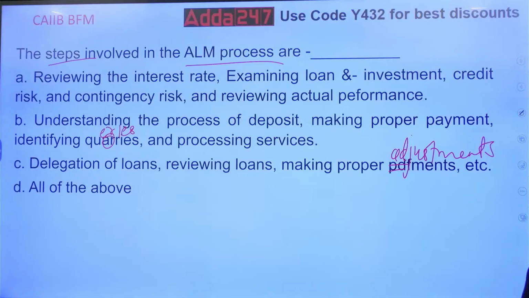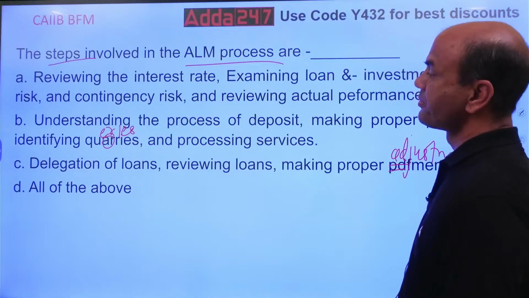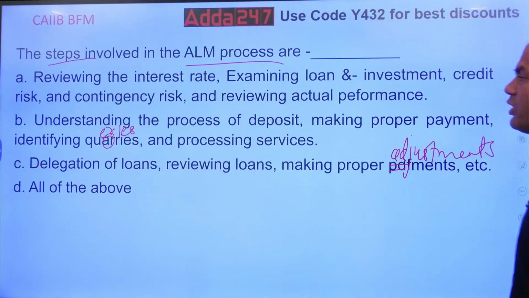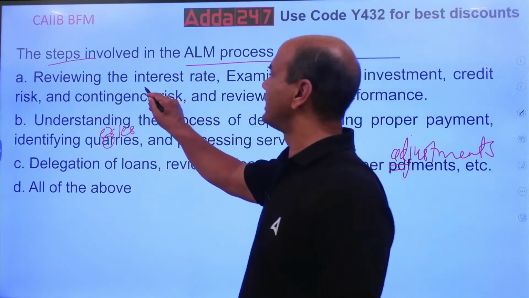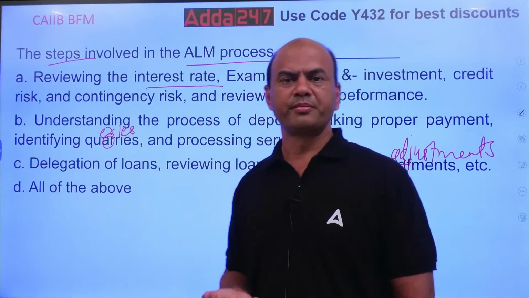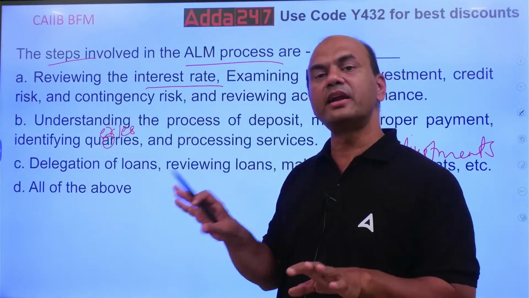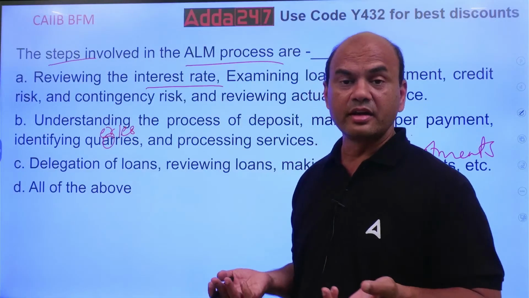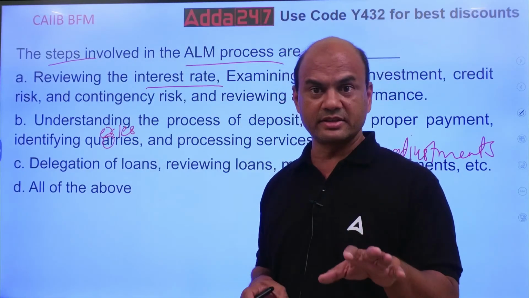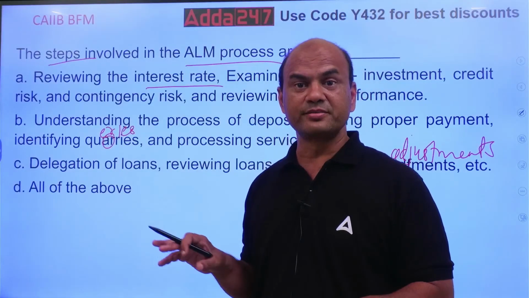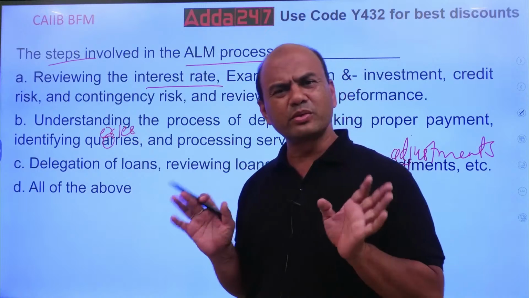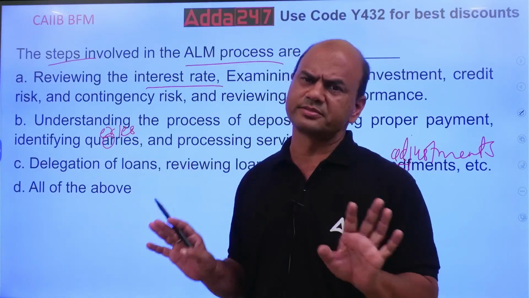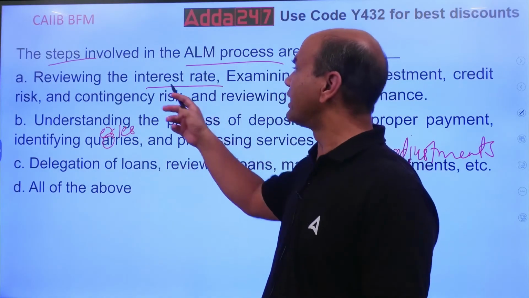So which are the steps involved in the ALM, asset liability management? Is it reviewing the interest rate, examining the loan and investment? Yes, reviewing the interest rate is obviously a part of your ALM, because ALM means asset and liability, loans and deposits. In Treasury, it is bonds purchased, assets, versus bonds issued, liabilities. Simple rule: wherever I am applying the funds, and what the sources of funds are. Simple logic. So A is the answer, obviously.